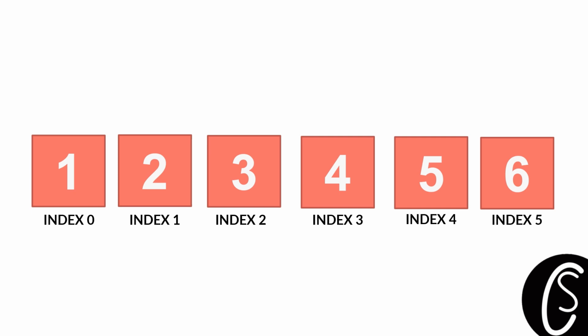Imagine an array with 6 elements. We access each element in order, starting from the first one at index 0 and ending with the last at index 5. It's like walking through the array, visiting each element one after the other.